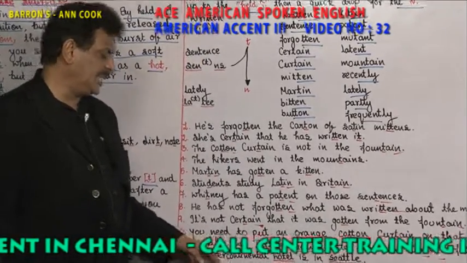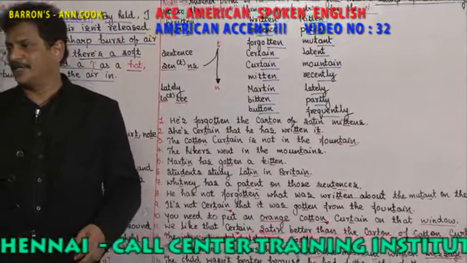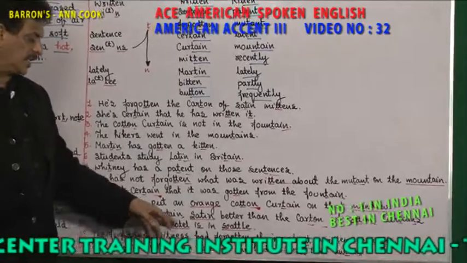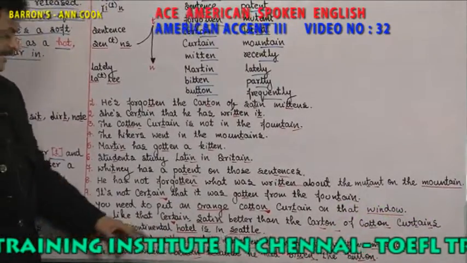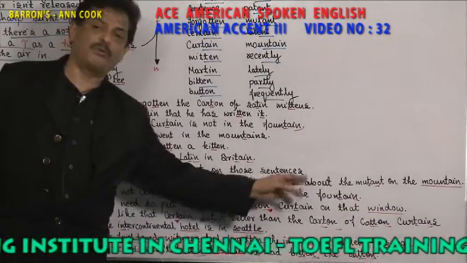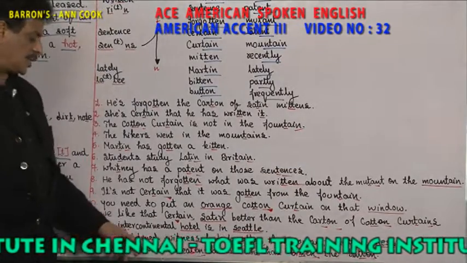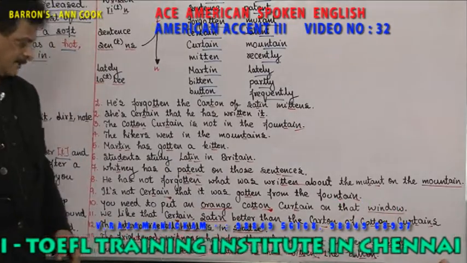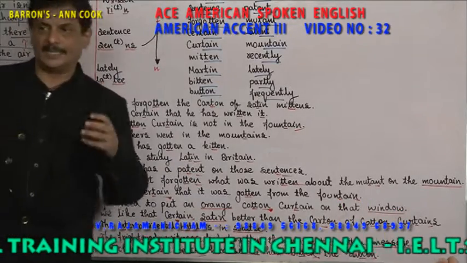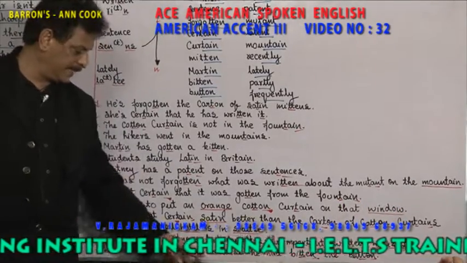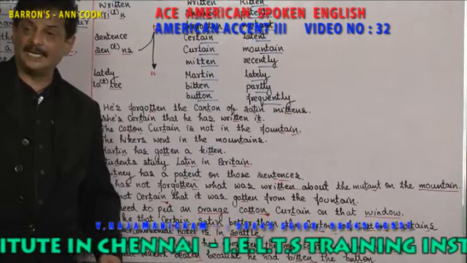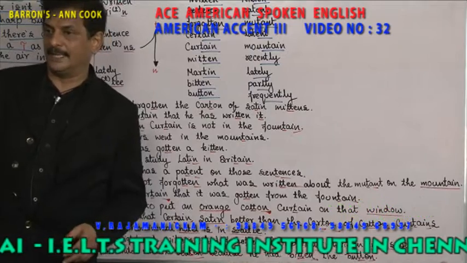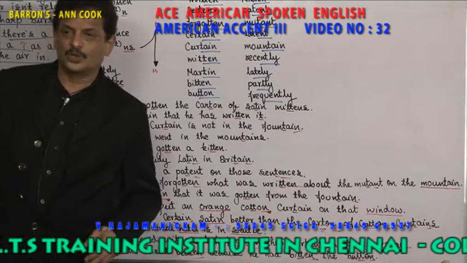The intercontinental hotel is in the Seattle. The frightened witness had forgotten the important written message. The child wasn't beaten because he had bitten the button. So hope you are able to understand.